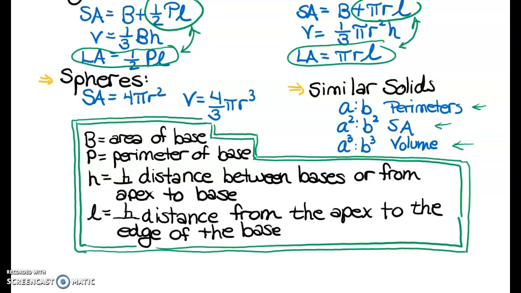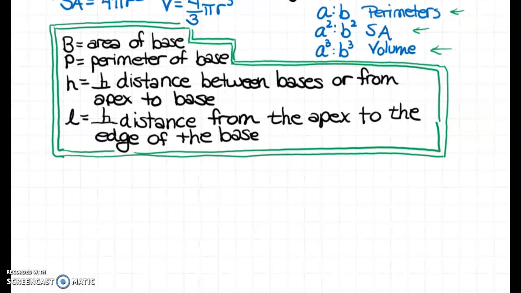Capital B means the area of the base of your prism or cone or cylinder or pyramid. Capital P is the perimeter of the base. H is the distance between bases. It needs to be a perpendicular distance. So for instance, H should be something like this.